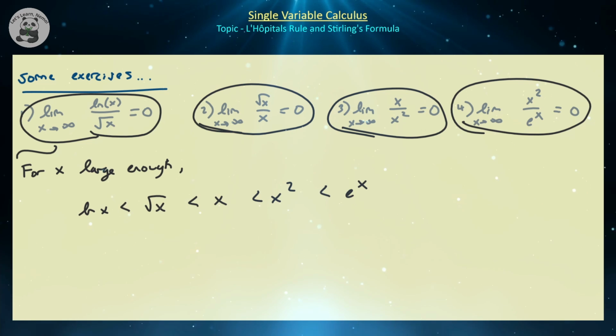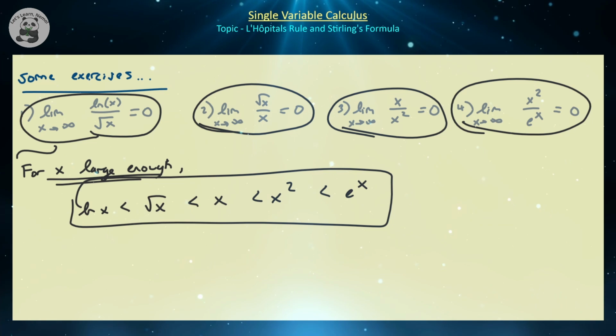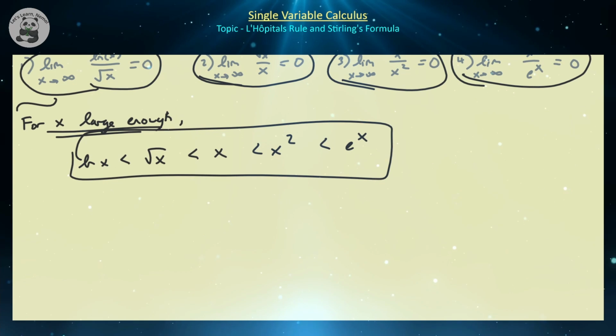So we get this nice little inequality that sort of gives us what we refer to as dominated convergence of some particular elementary functions. Now, here's a question for you. Which is bigger?